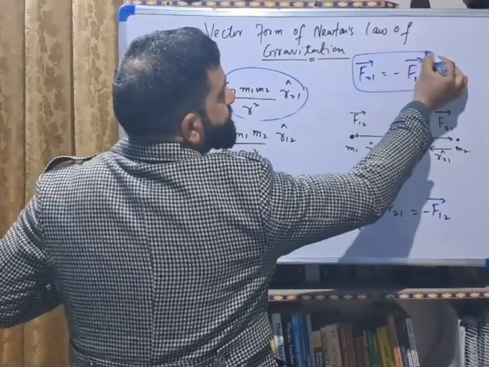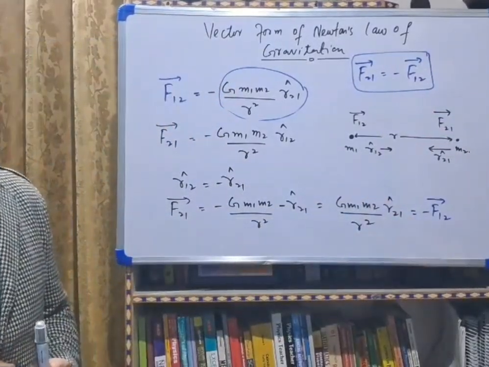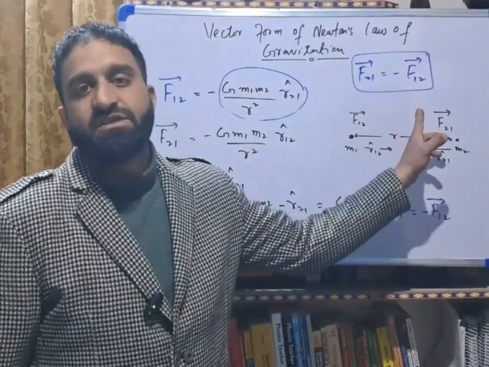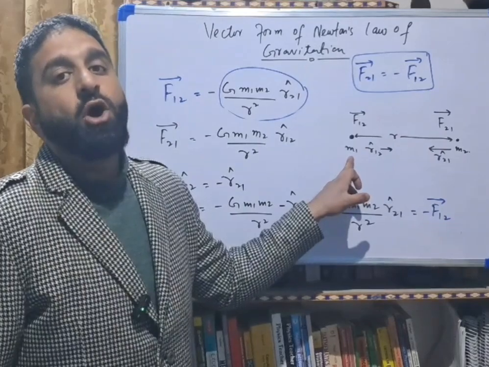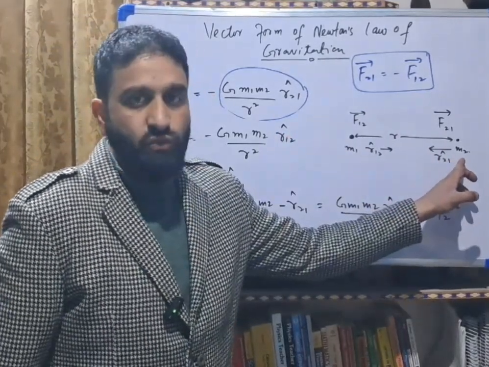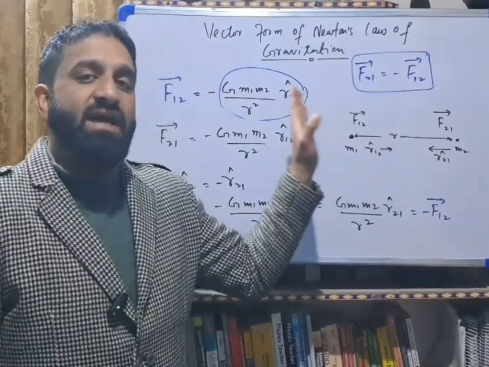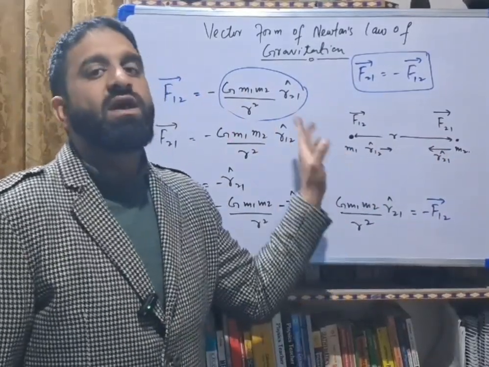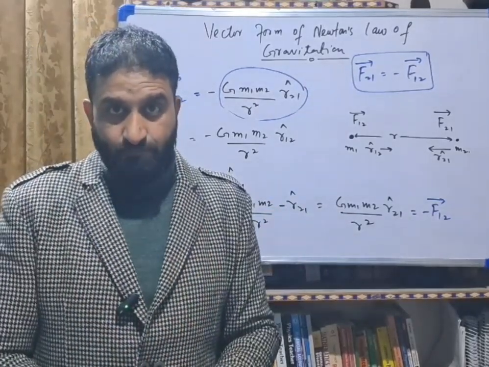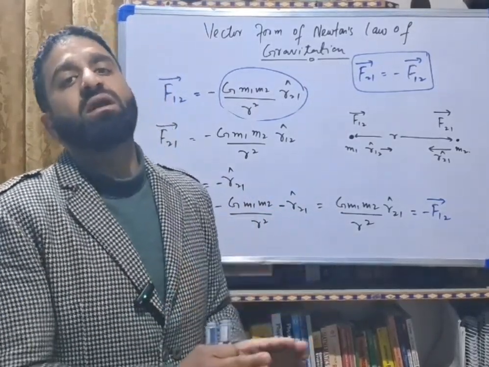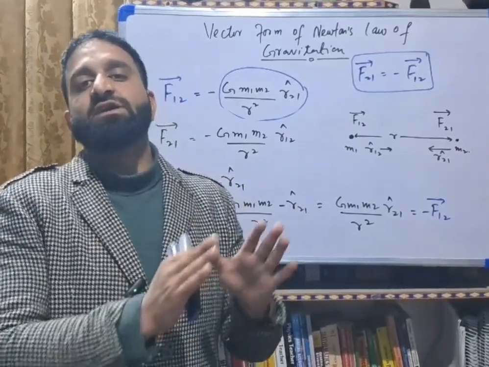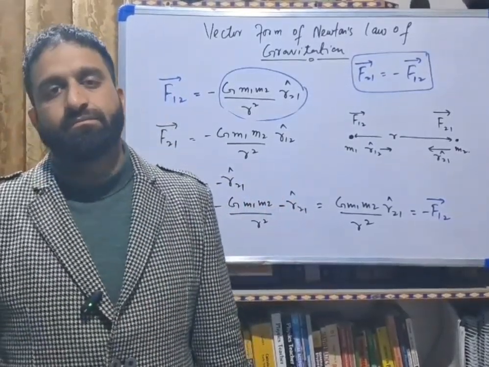That means Newton's force of attraction between the two bodies is an action-reaction pair. That means if a body m1 exerts a force on m2, then m2 exerts the same amount of force on m1, but the direction is opposite. Force of gravitation obeys Newton's third law of motion. That means these two forces obey the action-reaction principle. Thank you.